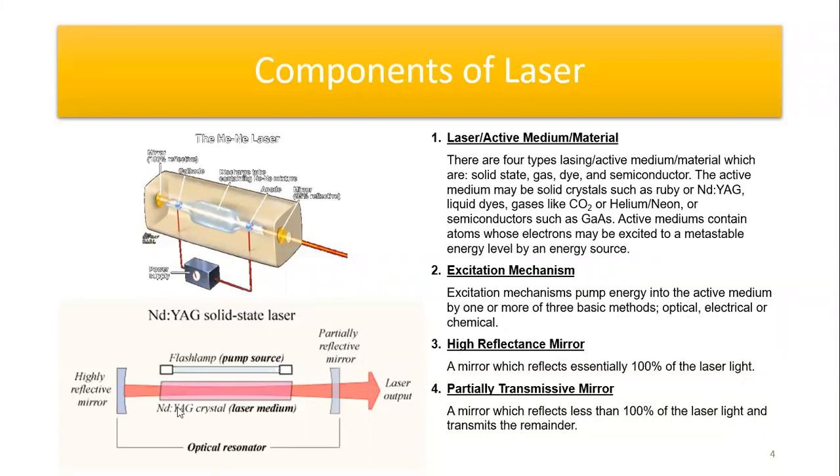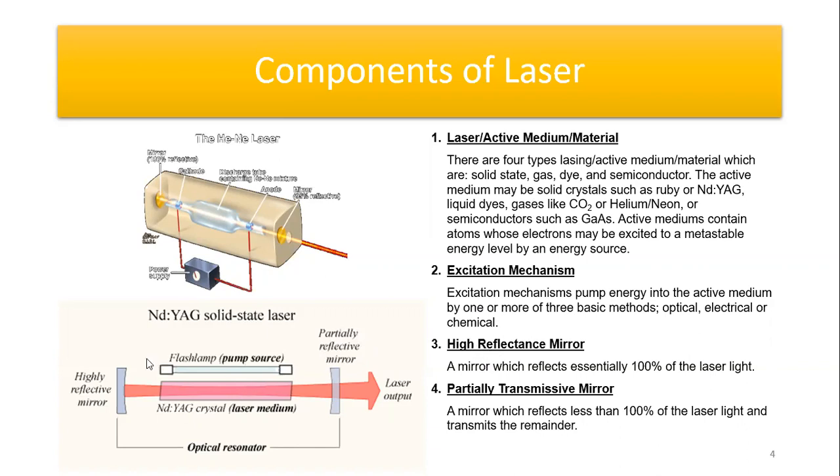For example, in this particular YAG laser system, you have a flash lamp. The flash lamp is the pump source, which pumps energy into the YAG crystal, which is the lasing material, the lasing medium. So first, you need the lasing material itself. Second, you need an excitation mechanism, for example a flash lamp. Third, you need a high reflectance mirror.